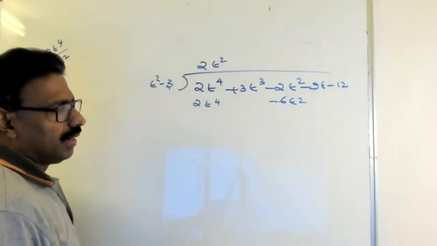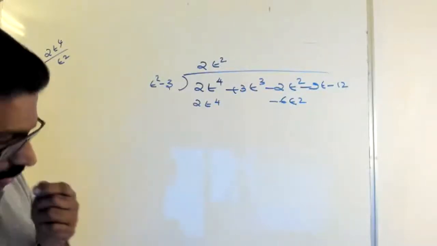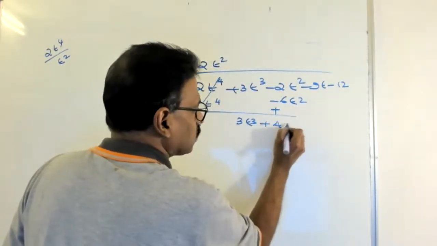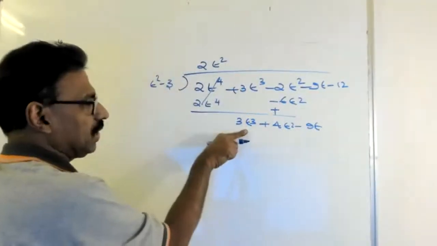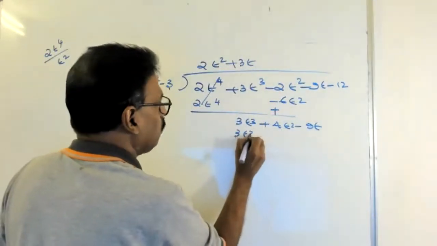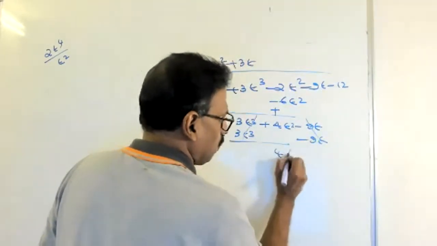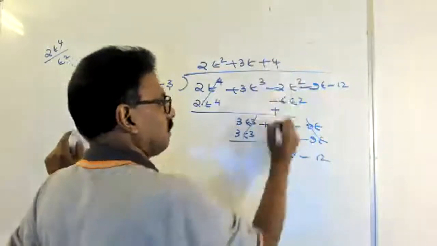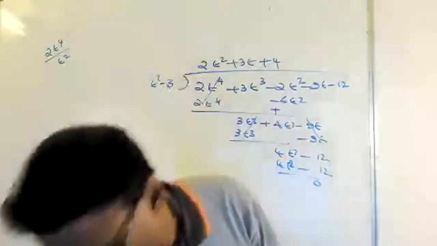Correct or not? Almeya, Advaita Krishna, this line you got correct? Yes, sir. Okay, so this cancels. 3t cube, this becomes plus 4t square. Minus becomes plus, then add. Minus 9t. 3t cube by t square, plus 3t. 3t cube minus 9t. This is cancelled, this is also cancelled. 4t square minus 12. 4t square by t square is plus 4. 4t square minus 12. Quotient is 0. So the remainder is 0.